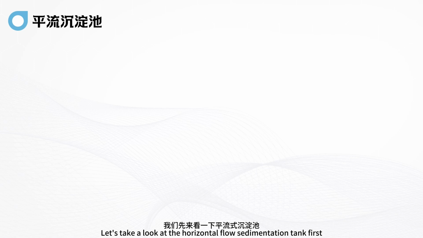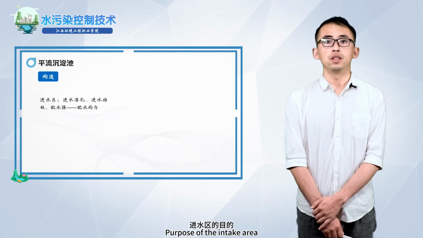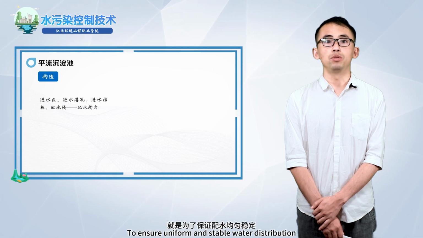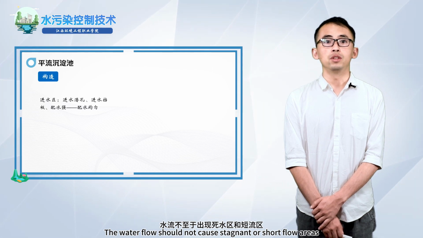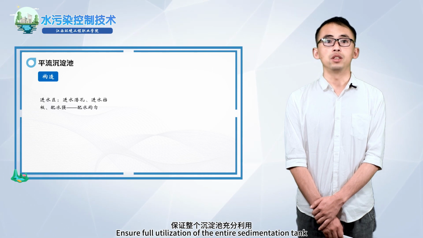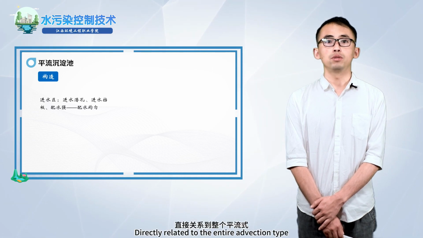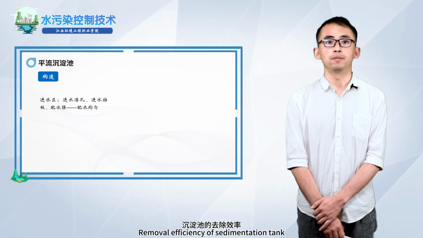Let's take a look at the horizontal flow sedimentation tank first. Structure of the horizontal flow sedimentation tank: inlet area, water inlet baffle, water distribution wall, for uniform water distribution. Purpose of the inlet area: to ensure uniform and stable water distribution. The water flow should not cause stagnant or short-flow areas. This ensures full utilization of the entire sedimentation tank. The stability of water inflow is directly related to the removal efficiency of the horizontal flow sedimentation tank.